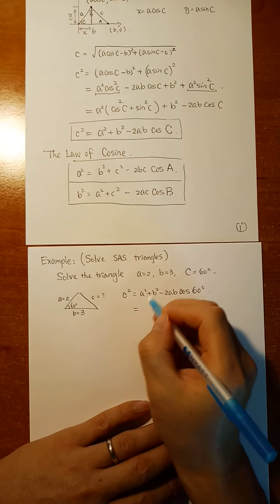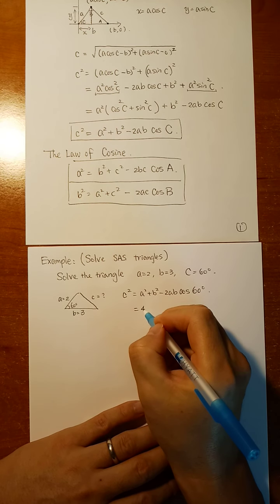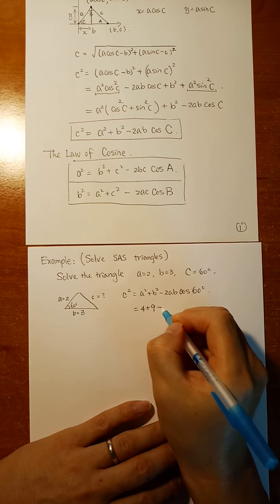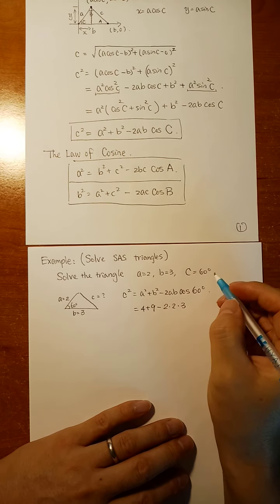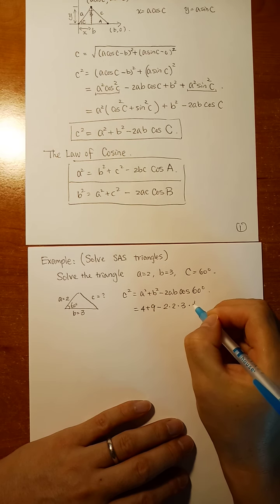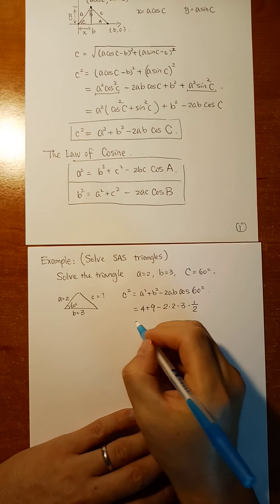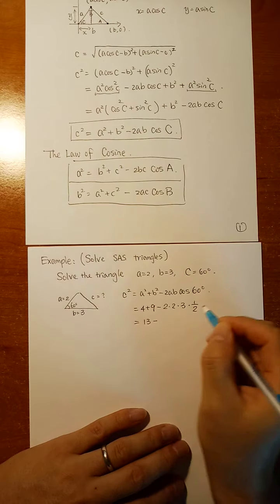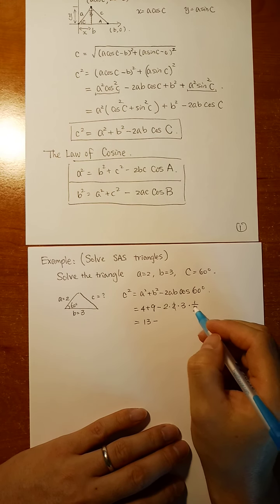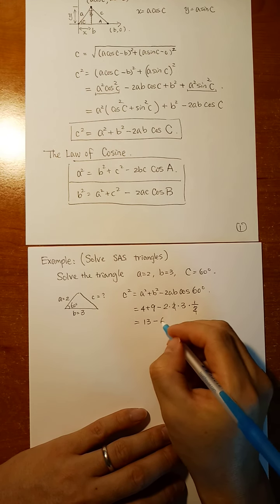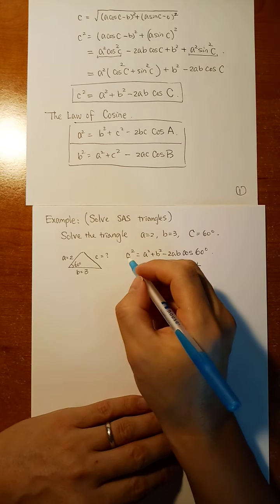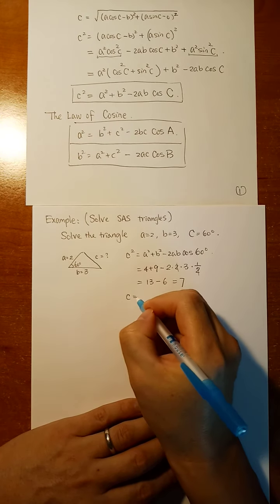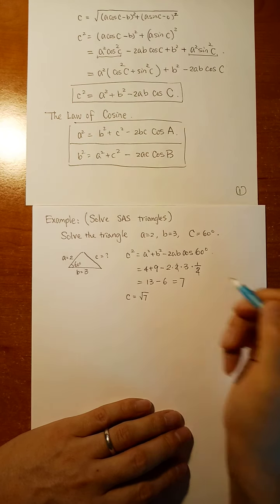Okay, so A is 2, 2 squared is 4, B is 3, 3 squared is 9, minus 2 times 2 times 3, cosine 60 degrees. Cosine 60 degrees is 1/2. Okay, so this is 13 minus, 2 and 1/2 cancel, so 2 times 3 is 6. 13 minus 6 is 7. So C squared is 7, so C is square root of 7.